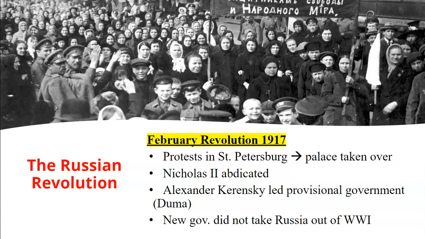So there are these mass demonstrations, violent armed clashes with the police, and all of a sudden the mutinous Russian army actually sides with the revolutionaries on February 27th.